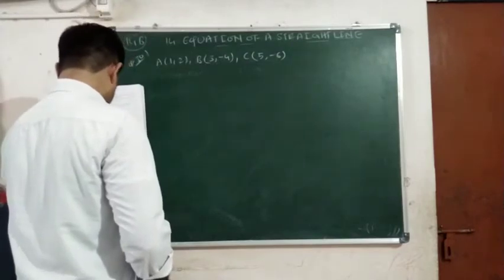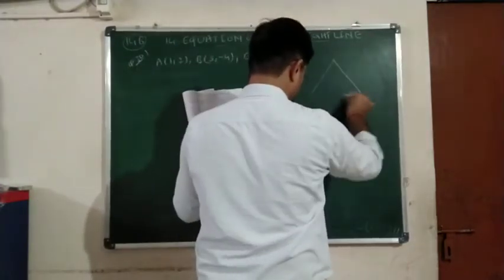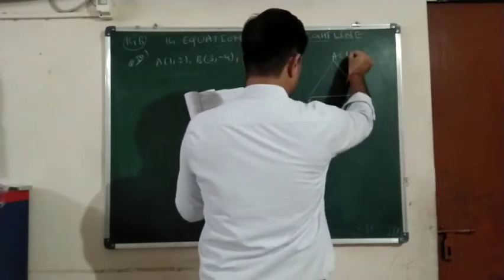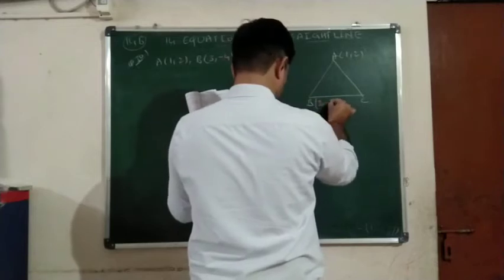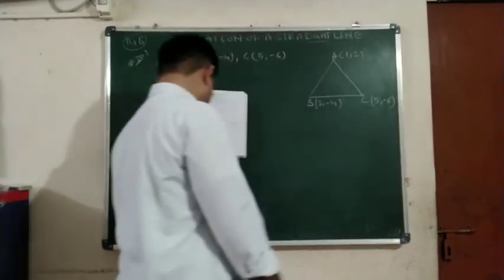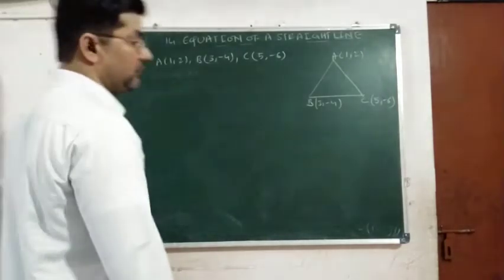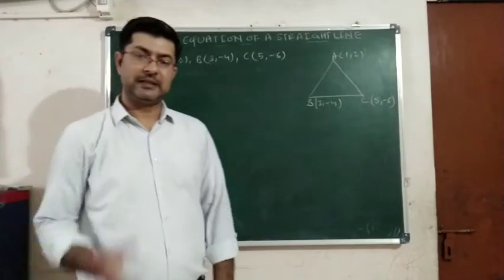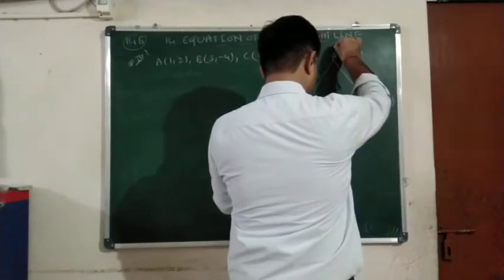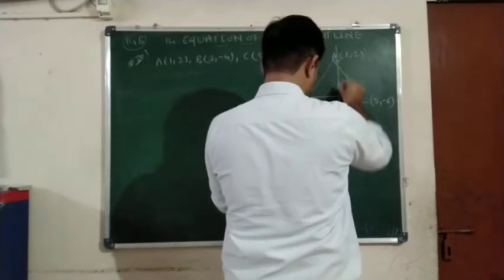We have to again find over here the equation of right bisector of BC. Let us draw the diagram. Triangle ABC. Okay, A has coordinates 1, 2. B has coordinates 3, -4, and C has coordinates 5, -6. Okay, the first one is the right bisector of BC. What do you mean by the right bisector of BC? That is the perpendicular bisector of line BC. So we will draw the perpendicular bisector of line BC. Okay, suppose this is the perpendicular bisector.